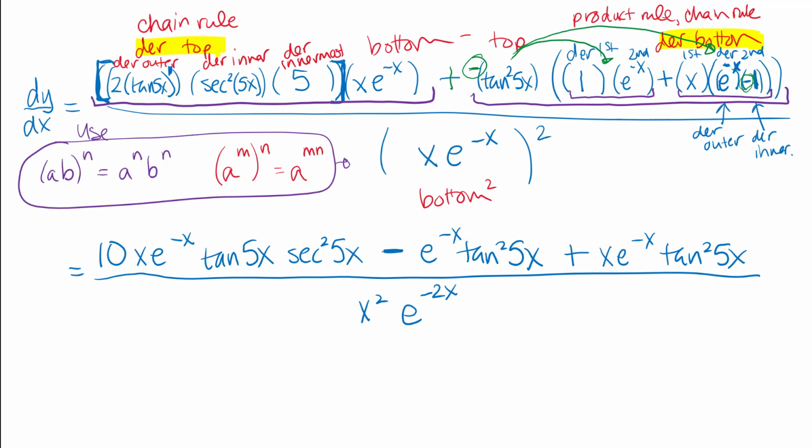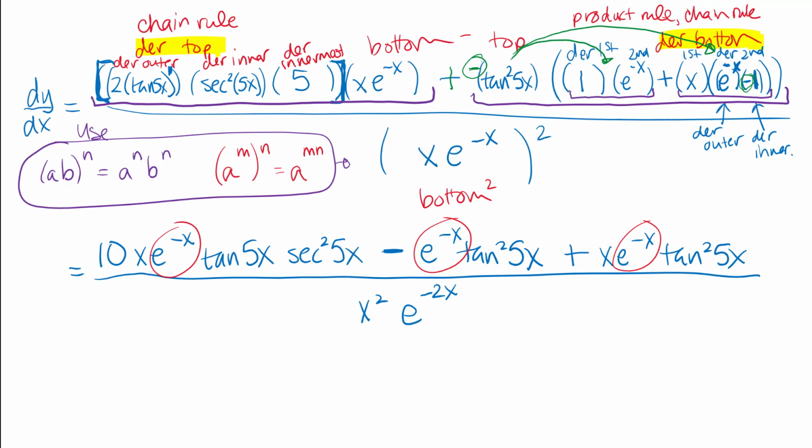The other thing to do might be to look for some cancellation when you have a fraction. I might notice that there is an e to the negative x factor in each of the three terms on the numerator, and I have an e to the negative x factor on the denominator, so I could do some factoring out and canceling. There are other common factors on the numerator. There's a tangent of 5x in all the terms on the numerator, but because there's no tangent function on the denominator, I can't really do any canceling with that.